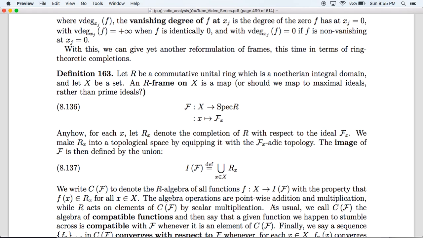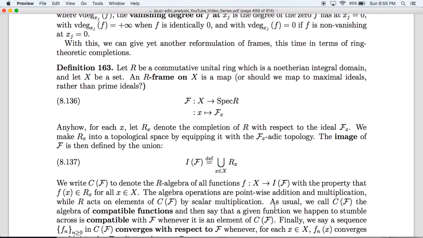So let R be a commutative unital ring, which is a Noetherian integral domain, and let X be a set. Then an R frame on X is a map which goes from X to the spectrum of R, which is the set of prime ideals of R, which sends x to the ideal Fx. I'm also thinking that perhaps we might want to map to the maximal ideals rather than prime ideals, but I just picked prime ideals because it looks more like a scheme, which is, again, where I'm thinking this is all going. So anyhow, for each x, let's let Rx denote the completion of R with respect to the ideal Fx.